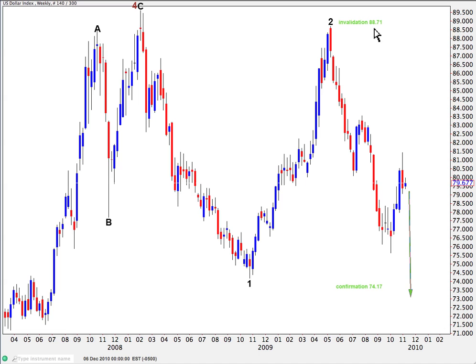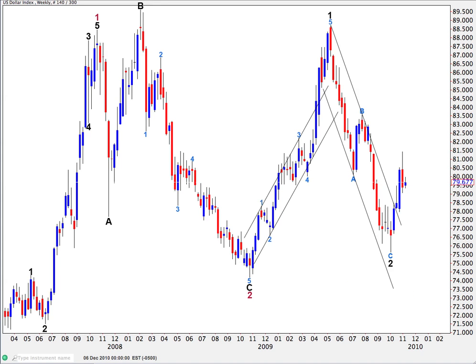It would be invalidated with movement above this point, as any correction within intermediate wave 3 to the downside cannot move beyond the start of its first wave within it. It would be confirmed if price moves below 74.17, at which point my main wave count would be invalidated.